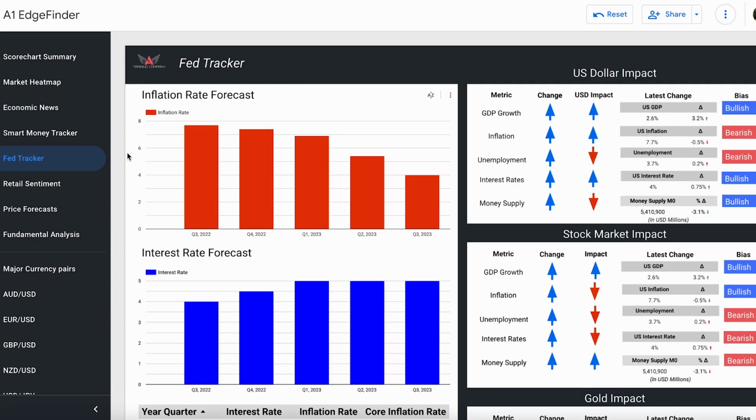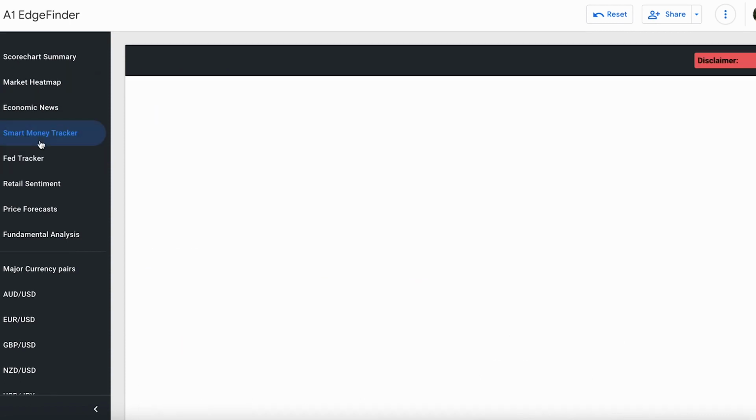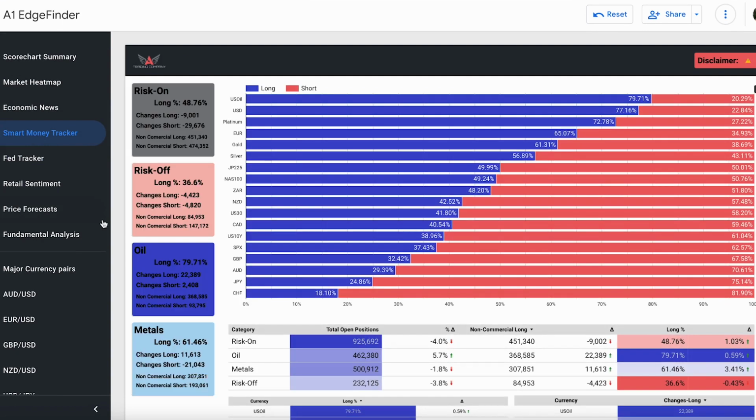So that was a quick look into some of the different features that we can do here in the EdgeFinder. It is such a useful tool for traders. It tracks so many different metrics and has so much useful information.